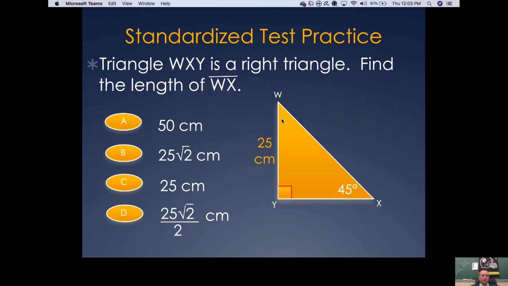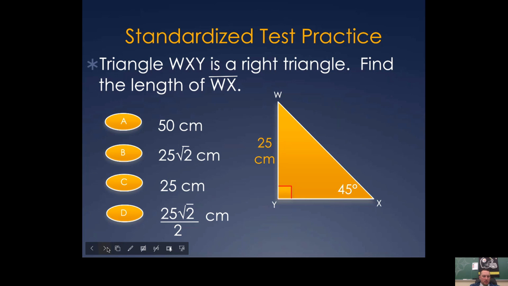So this is a right triangle. Another thing you know is this acute angle is 45 degrees. So that means that your other angle is also 45 degrees. This is a right isosceles triangle. So if two of the angles are the same, two of the sides are the same. That's 25. That's 25. So now you have a right triangle where you know two of the legs.